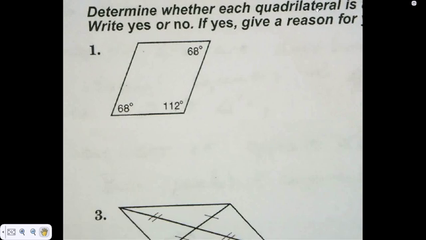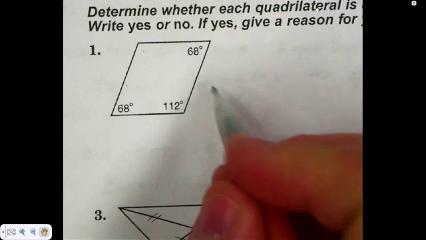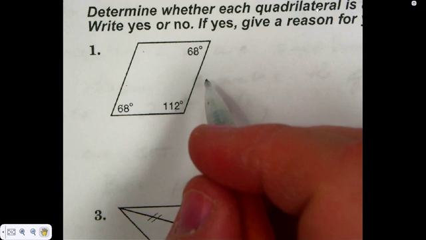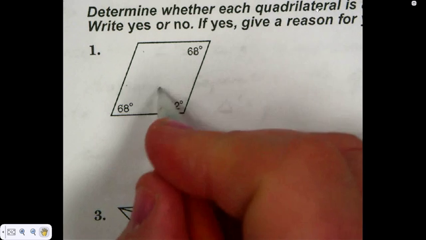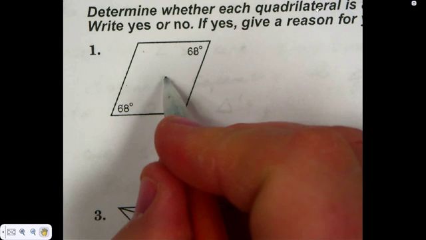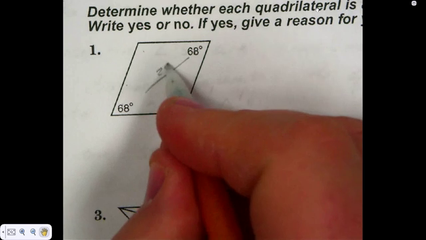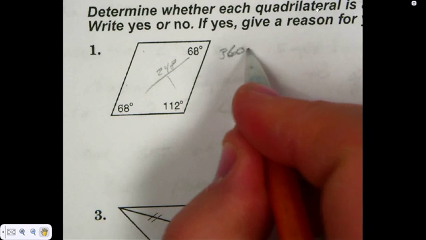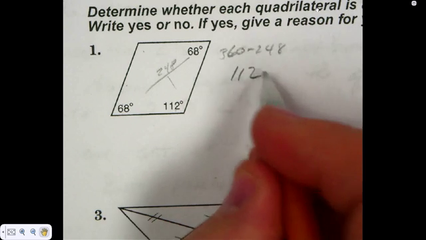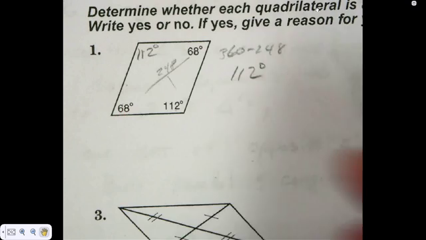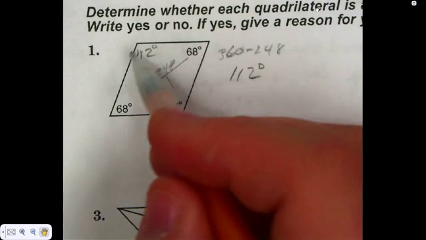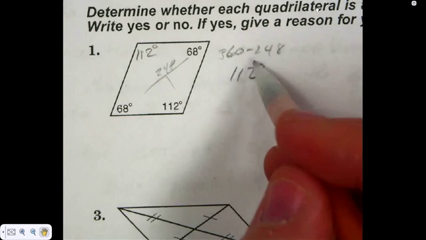So how can I figure out what this last one is to see if it is a parallelogram? Add them all up and subtract from 360. Right. The angles inside of a quadrilateral must add to 360. So what's 68 and 68? 136 plus 112 would be what? 248. What is 360 minus 248? Okay, that's the reason this is 112, not because it's a parallelogram.